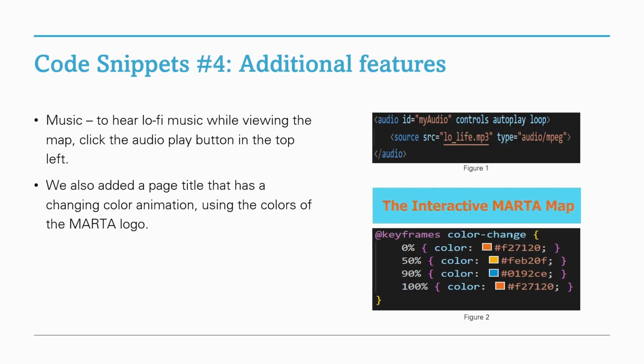Code snippet number 4, additional features. Here we added music labeled as lo-fi music while reviewing the map. You can click on the autoplay button in the top left. We also added a page title that is a changing color animation using the colors of the MARTA logo. You can see that in figure 2 for the MARTA changing color logo, and for figure 1 you can see the source that we use for the lo-fi music. We saved it as an MP3 file because it wouldn't take that much space. It's also stuck on an autoplay loop, so it will always play.